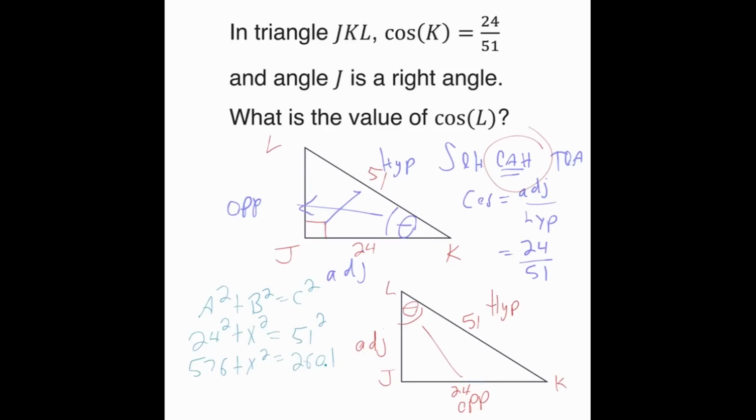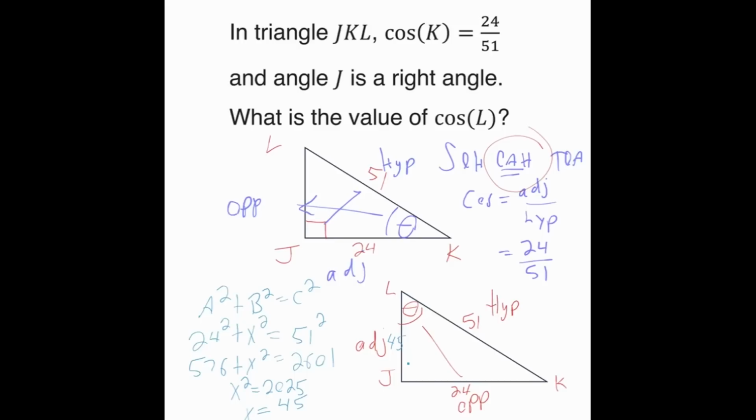Take away the 576 from both sides, and we get X squared equals 2,025. Now take the square root of both sides, and we get X is 45. That's the length of LJ.